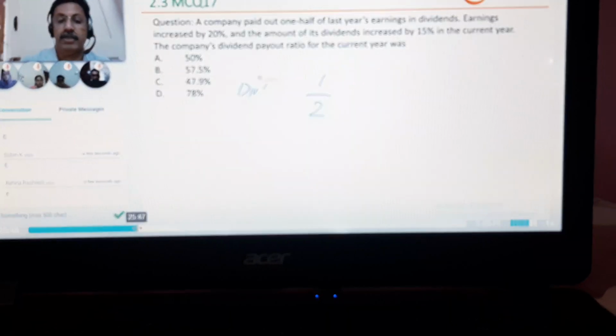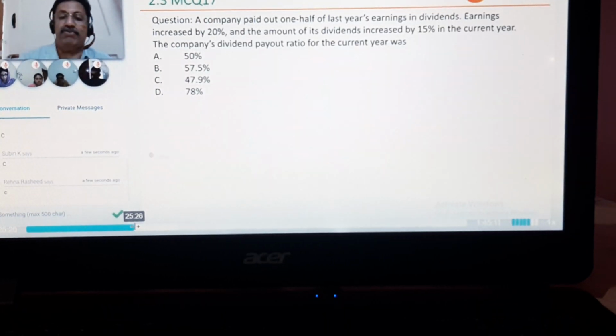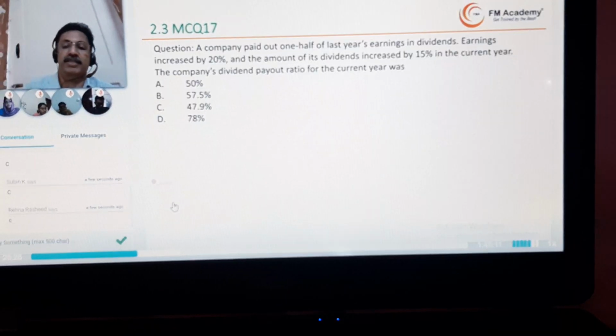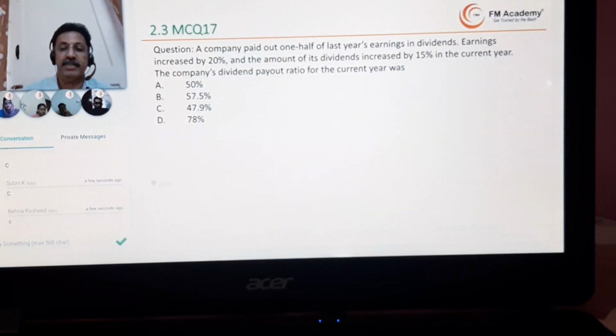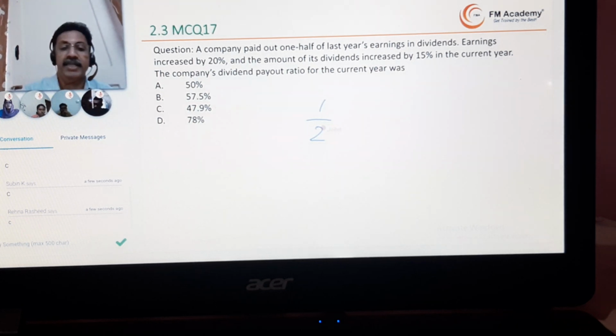Payout ratio, right? So that means 50% was the dividend payout ratio in the last year. So 1 by 2 was the last year's dividend. Earnings increased by 20%. So this is what dividend payout ratio means. Dividend payout ratio, right?